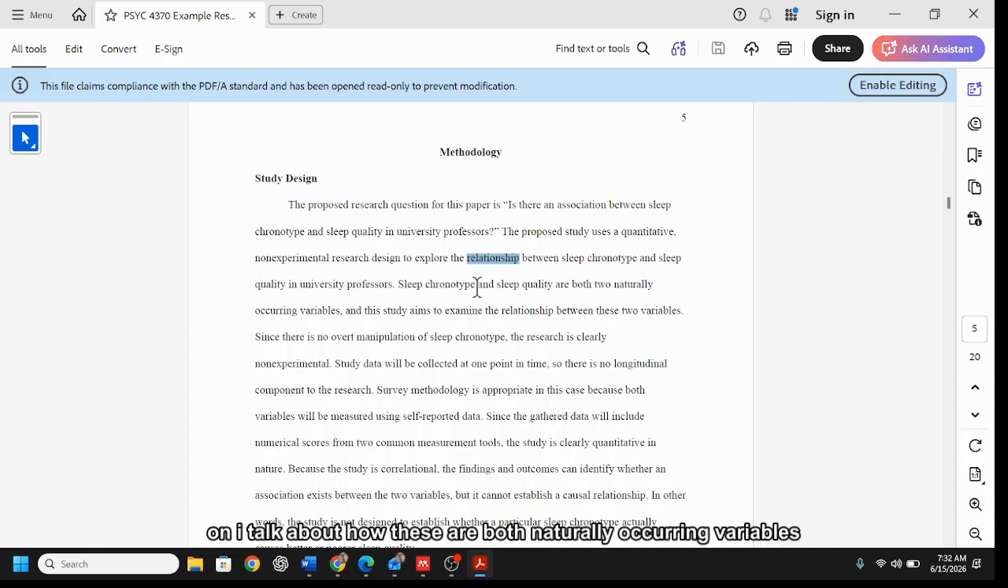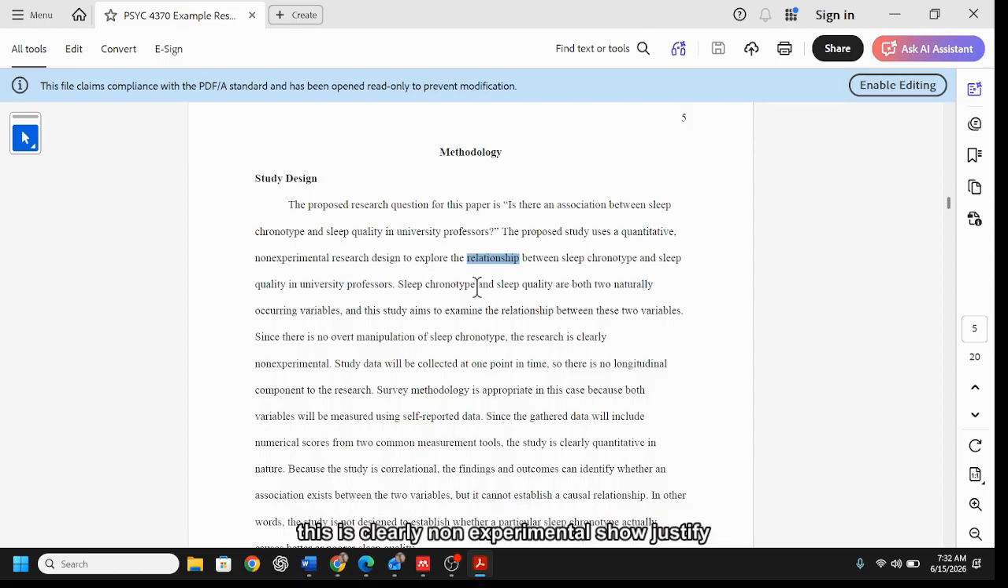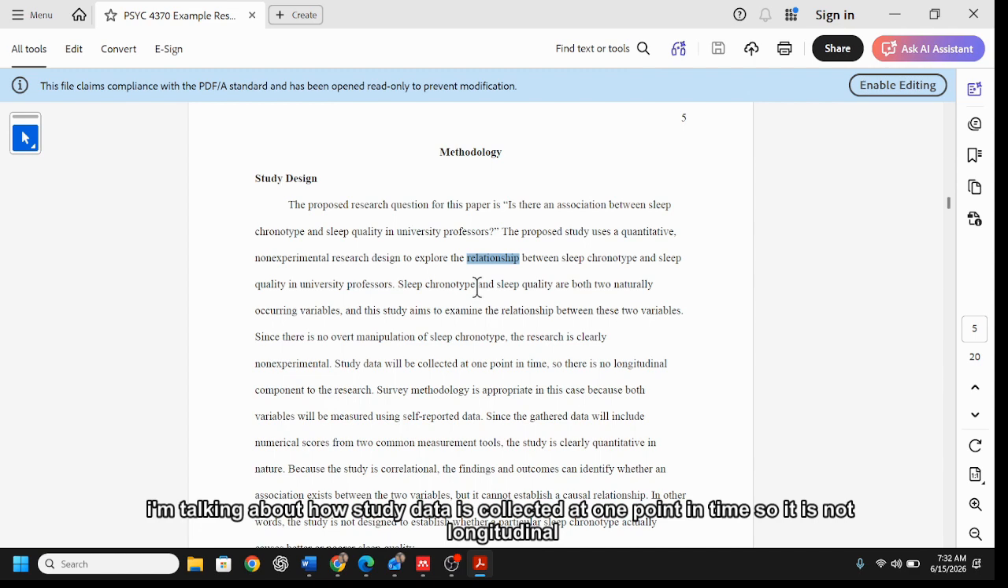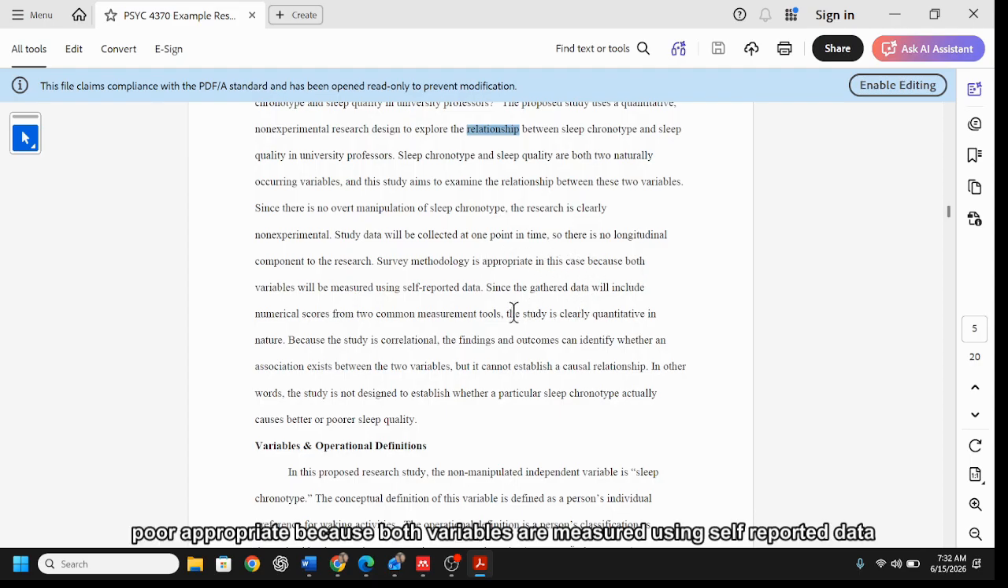I talk about how these are both naturally occurring variables and that my study is examining the relationship between those two variables. And because I'm not manipulating sleep chronotype, this is clearly non-experimental. So justify your research methodology. I'm talking about how study data is collected at one point in time, so it is not longitudinal. Then I'm justifying this. I said this survey methodology is appropriate because both variables are measured using self-reported data.